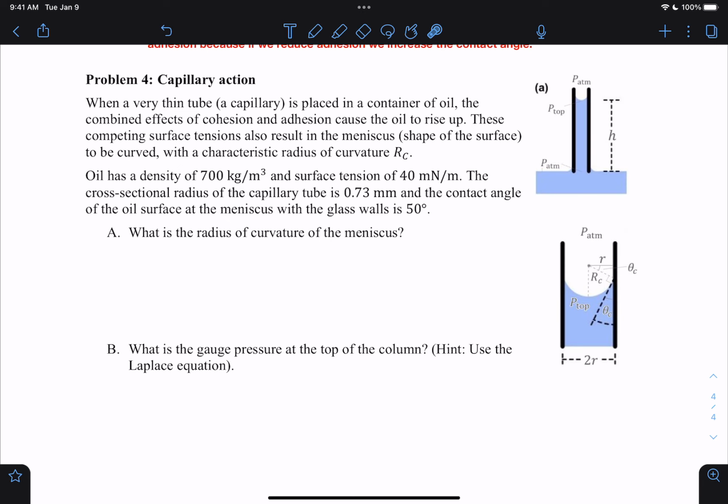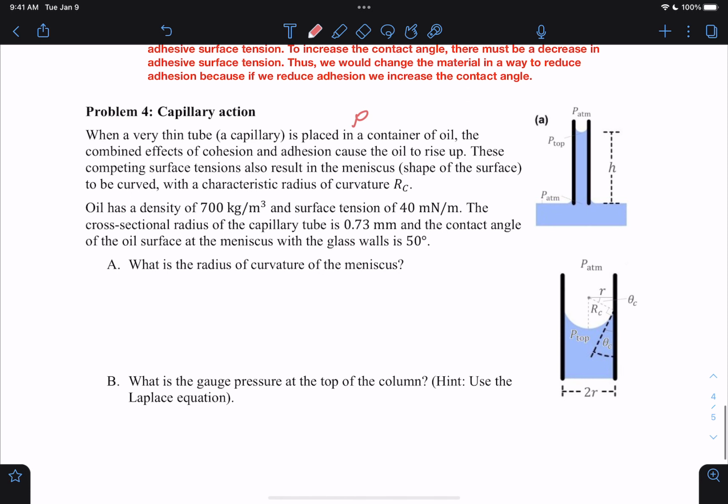For problem 4, capillary action: when a very thin tube, a capillary, is placed in a container of oil, the combined effects of cohesion and adhesion cause the oil to rise up. These competing surface tensions also result in the meniscus, the shape of the surface, being curved, with a characteristic radius of curvature RC. Now, oil has a density of 700 kilograms per meter cubed and surface tension of 40 millinewtons per meter. The cross-sectional radius of the capillary tube is 0.73 millimeters, and the contact angle of the oil surface of the meniscus with the glass walls is 50 degrees. That's a lot of information there.